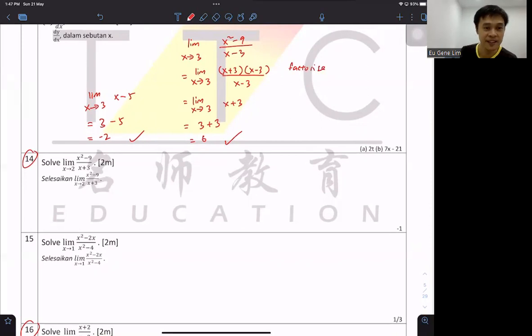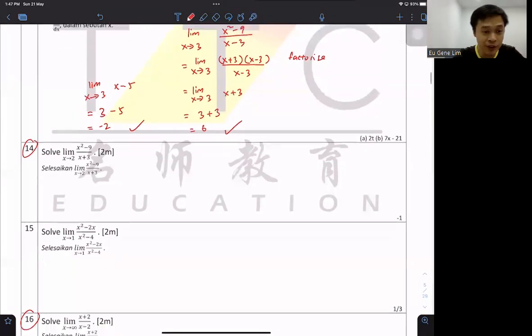But if you just sub and nothing happens, you get the answer, then very good, no problem. But if you sub and get Math Error, with 0 at the bottom, then don't sub, factorize first. Okay, understand? That's the thing you need to know.